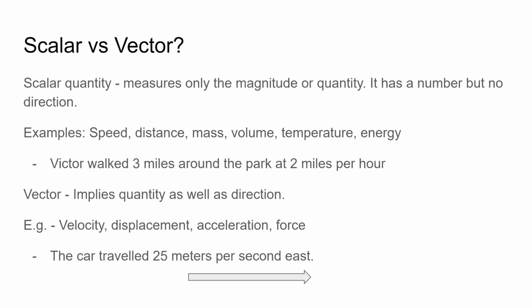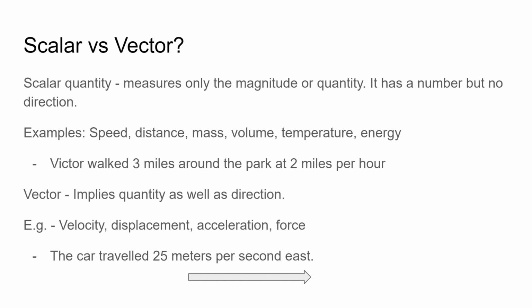So Victor walked 3 miles around the park at 2 miles per hour. So there's 2 scalar quantities in this. Can you guess which ones they are? Yeah, so there's distance, which is 3 miles around the park. Now the reason why that's not a vector is because, for all we know, Victor could have traveled in circles the whole time and just come back to the same starting point. But we're not concerned about that. We're just concerned about how many steps he did, right? And so because of that, 3 miles around the park is just his distance.